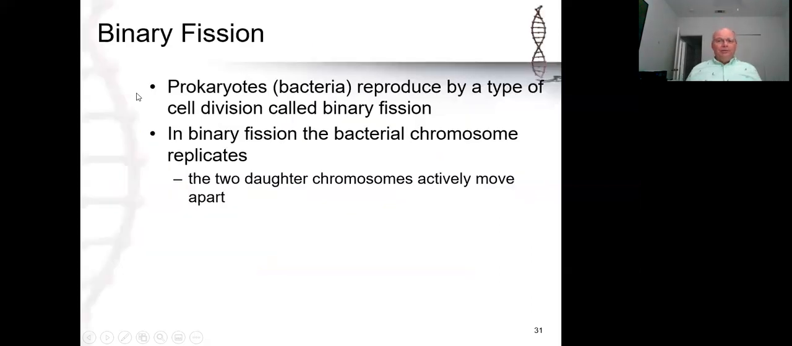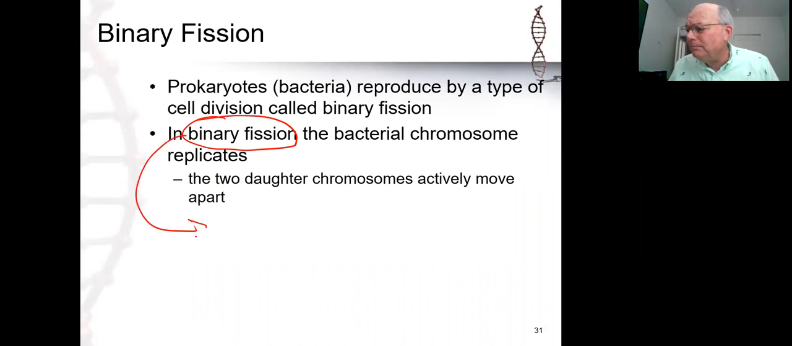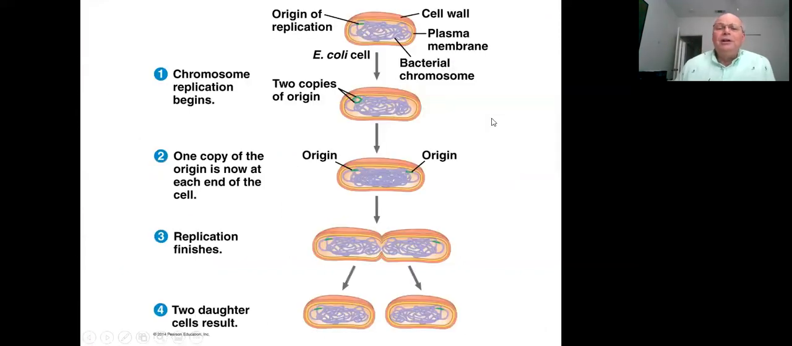So when we look at bacterial cell division, here the situation is really easy to understand. It's called binary fission. Binary means two. Fission means to split. So this literally means to split in two. So that's what binary fission means. And this is the only diagram that you need to reference. And these two slides are the only two slides that you need to reference in terms of bacterial cell division.